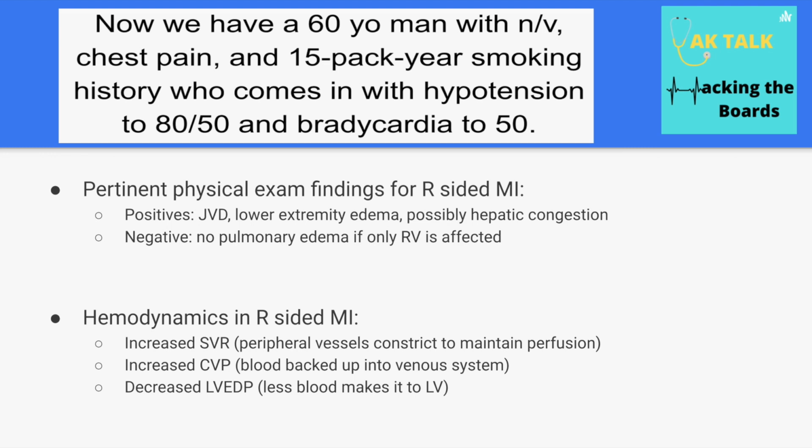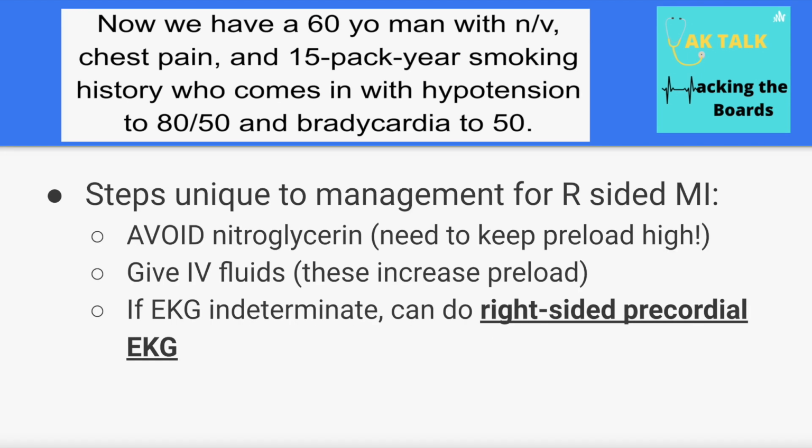Perfect. How might next steps in management differ for this patient? We would avoid nitroglycerin because we don't want to vasodilate and decrease preload even more than is already the case. We could actually give IV fluids to increase preload, which we would never do in a left-sided MI. And finally, if we had an unclear EKG, but we're concerned about a right-sided MI, you could consider a right-sided precordial EKG. What a great review of a horrible condition.